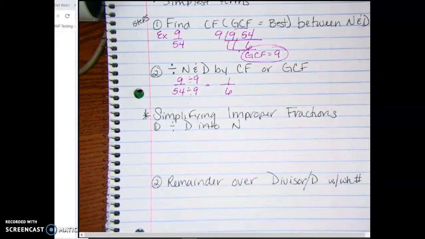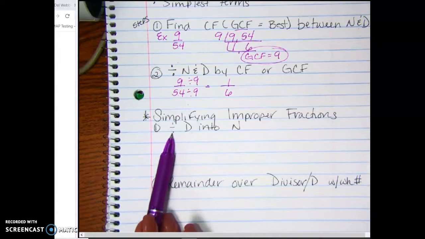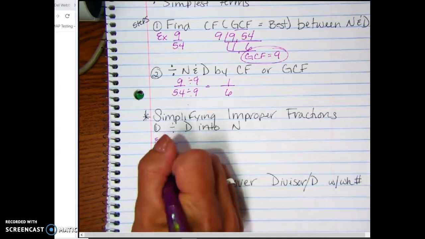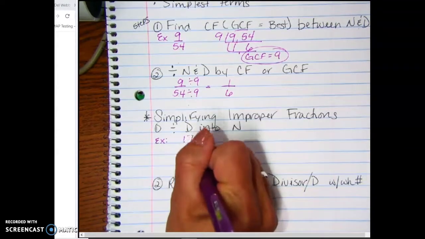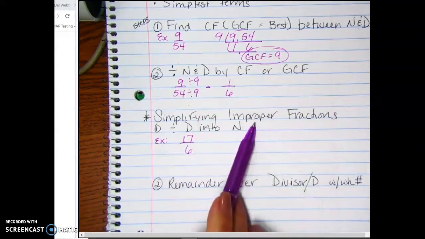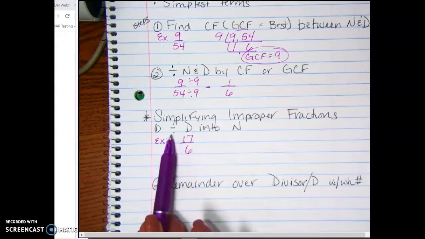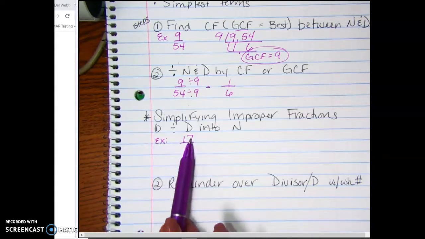Now we're going to go ahead and do simplifying improper fractions, even though we're going to spend more time on this tomorrow. But it's something that we've already kind of introduced. So here it is. We do have steps for this. Your first step is to divide your denominator into your numerator. So let's come up with our example problem. If I have 17/6, an improper fraction states that the numerator is greater than the denominator, and that is a fact. Then our first step is to divide the denominator into the numerator.